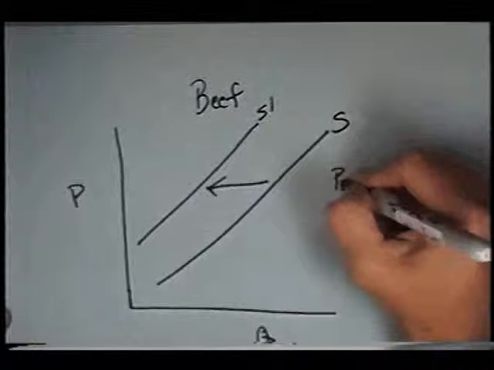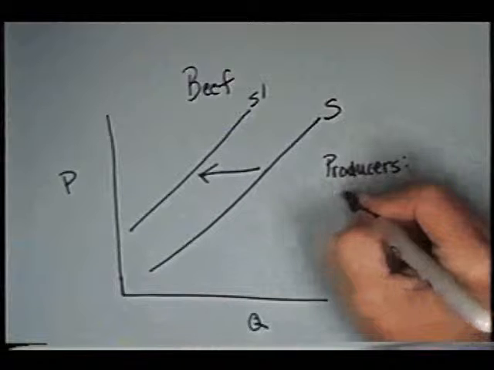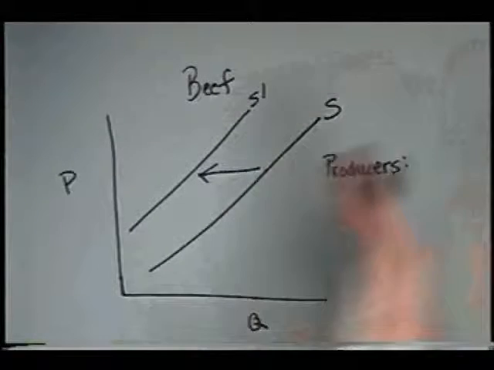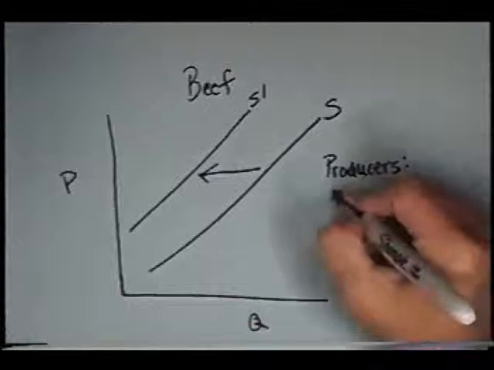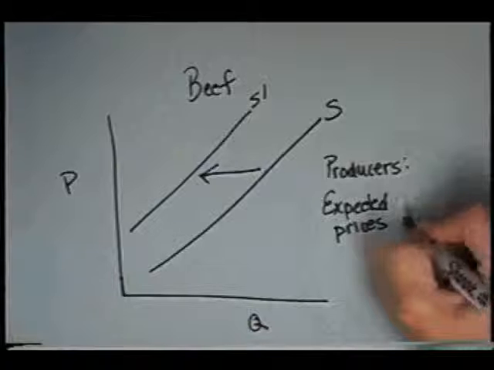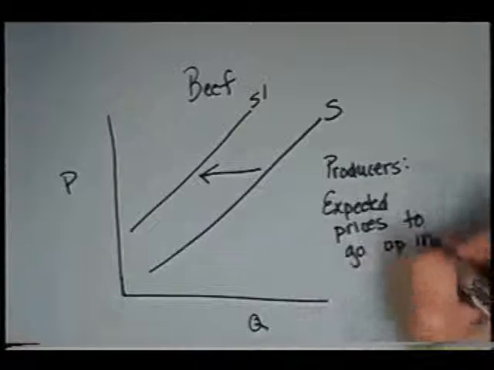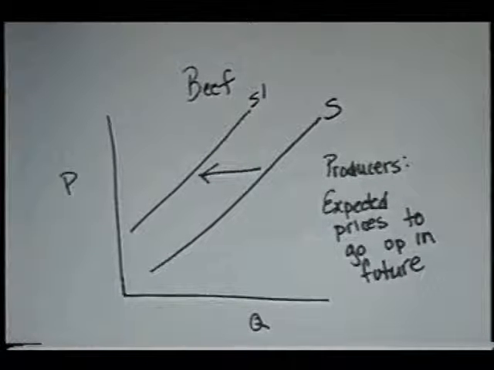Now the producers, their logic was this. Producers said, why would I sell today? I'm going to pull the beef that I have that I was maybe going to take to the sale barn, and I'm just going to hold it back. In other words, I'm going to keep it in inventory, and then I'll put it out on the market when prices go back up. But no way am I going to put it out there today. So that's an example. They expected prices would go up in the future. Therefore, they withdrew their supply. Less supply, shift to the left.